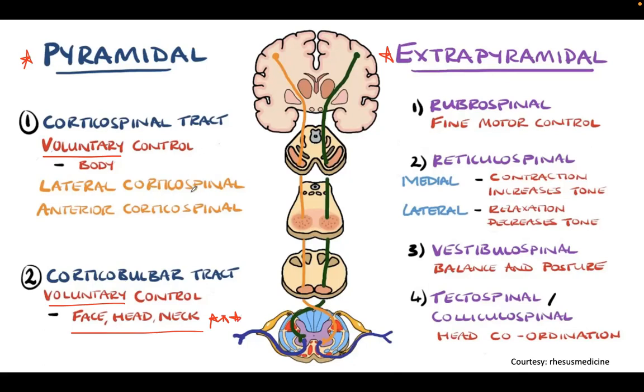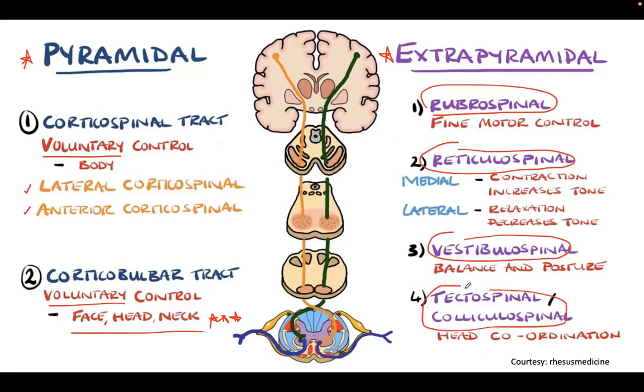Okay, now the corticospinal tract divides. So the corticospinal tract divides into the lateral corticospinal tract and the anterior corticospinal tract. So please take note of that. The extrapyramidal tract is divided into rubrospinal, reticulospinal, vestibulospinal, and the tectospinal or the corticospinal tract.